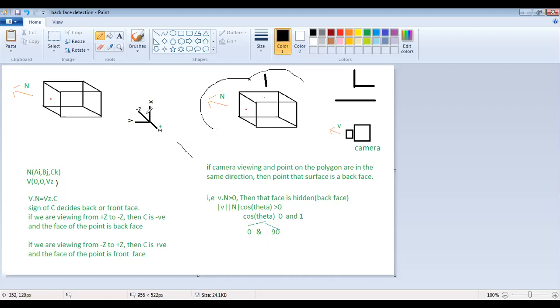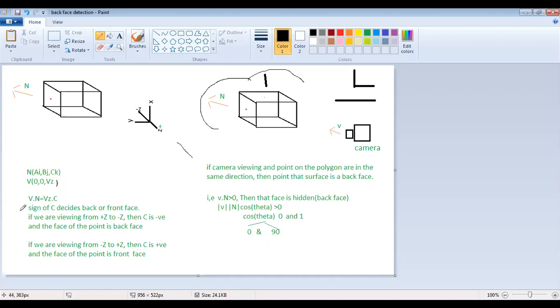Okay, right? So x and y doesn't come into picture for me, as I am viewing along the z-axis. With that prerequisite, let us go to the backface detection, another method.